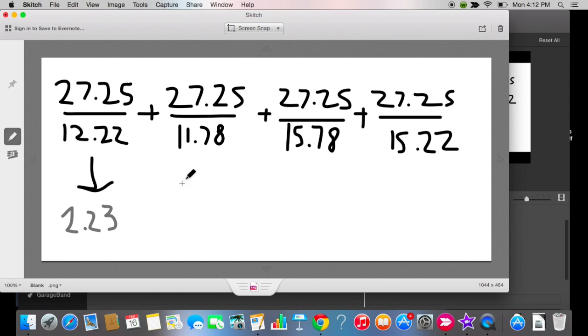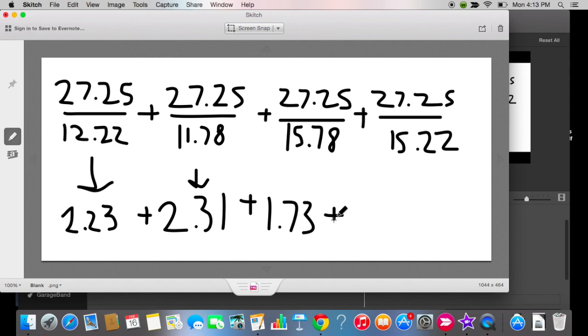So let's do that. 2.23. 2.31. Next one. Those pauses are me using my phone as a calculator. Don't use your phone as a calculator in the test. You'll be kicked out. Alright.